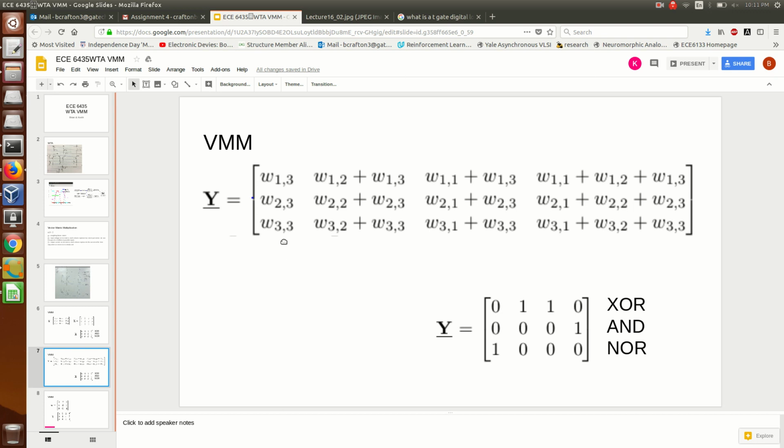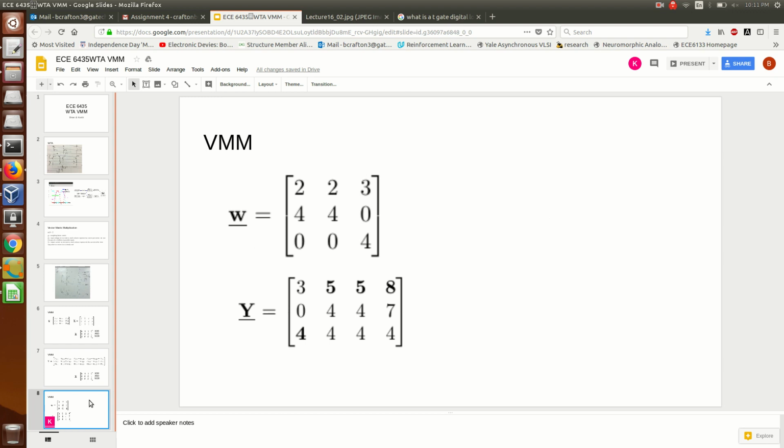Taking all these different rules into account, we ended up obtaining these values for the weight matrix, which results in these output values.